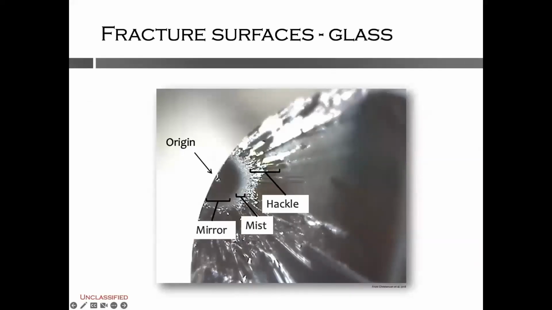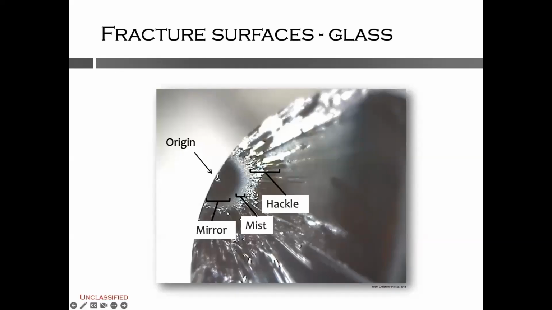Glass is a useful introductory example when learning about fracture surface features. This is because glass has a fine microstructure that shows many fracture surface features very well. Three well-documented and easily identifiable features in glass are the mirror, mist, and hackle regions.